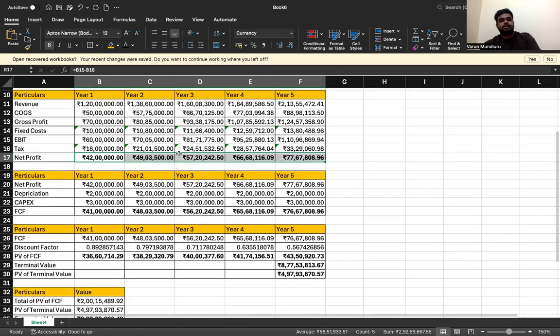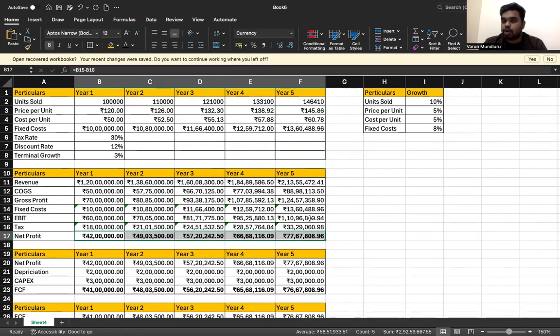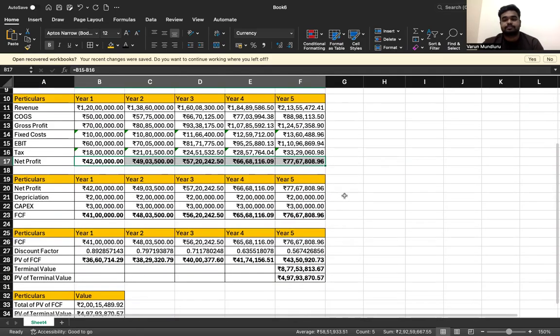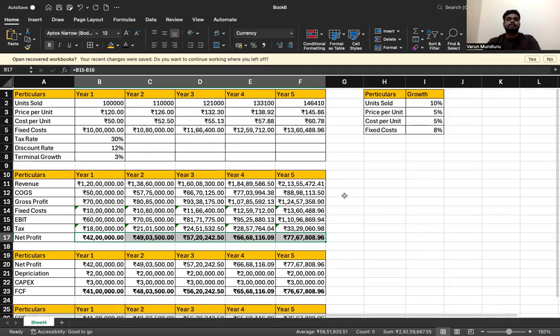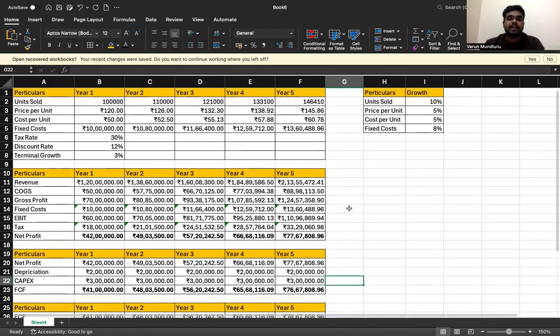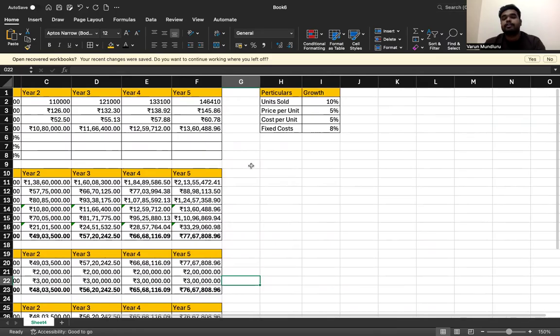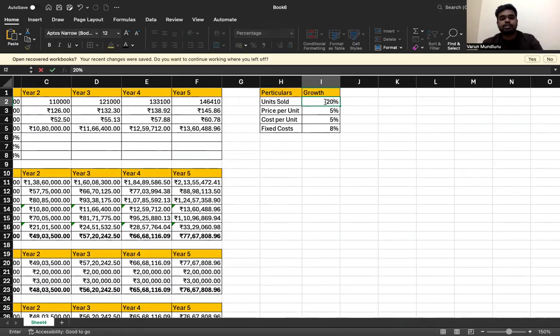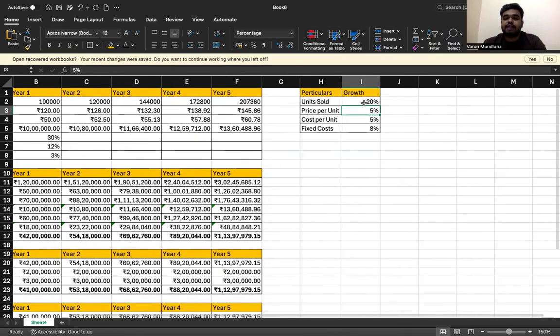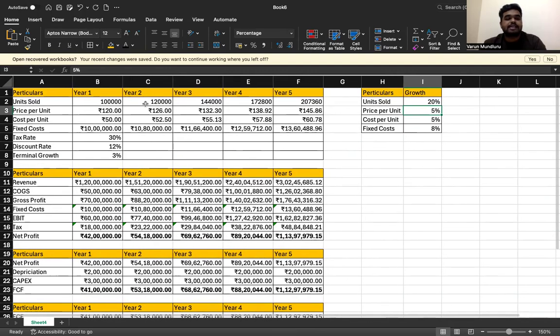Okay, now we have completed a model for finding the enterprise value or the valuation of a small business. So let us see how this works if we change any value in these models. So first let us take that instead of 10% growth, let us take 20% growth for the units sold year on year.